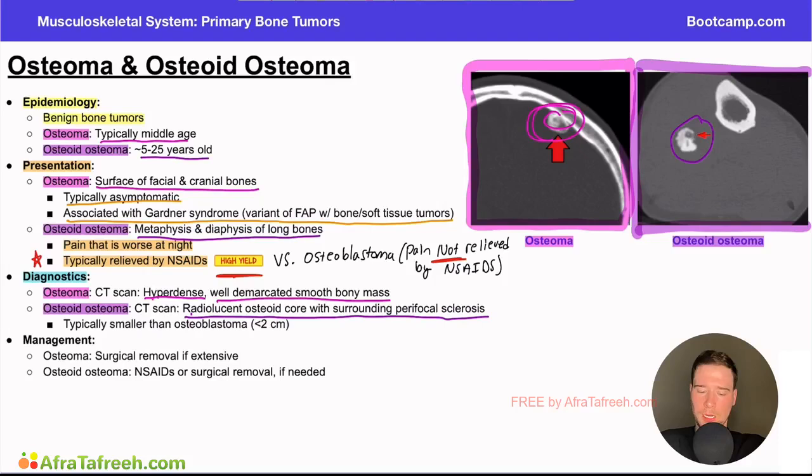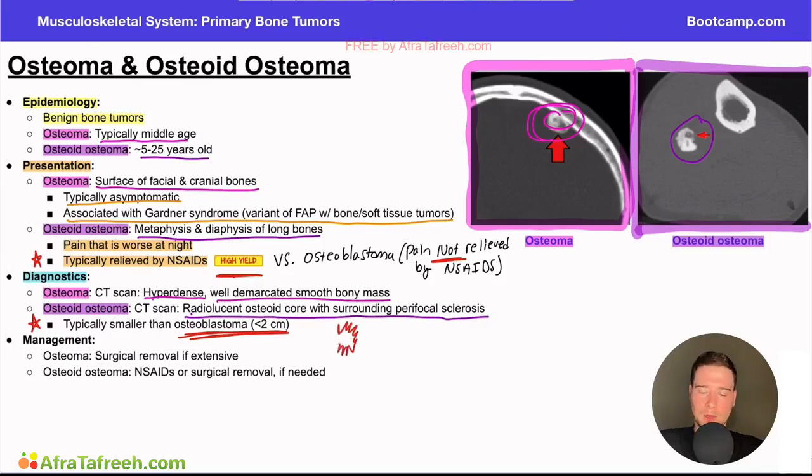And so you can see that pretty clearly on the imaging here. And here is another key differentiating point. Again, osteoid osteoma and osteoblastoma, they like to ask you about those two because they're very tricky. We talked about the difference in NSAIDs, right? Now here's another key point in that osteoid osteomas are typically going to be smaller than an osteoblastoma.